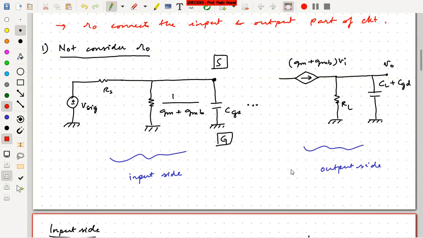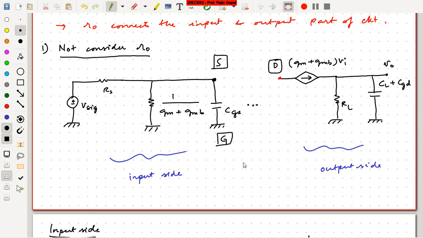The next condition, we are going to consider R naught, but there you cannot use this method, obviously. Why? Because you have a connection. See, this is the drain part, this is D. There is obviously a connection between the input side and the output side. So in the case where we regard R naught, you can't use this method.